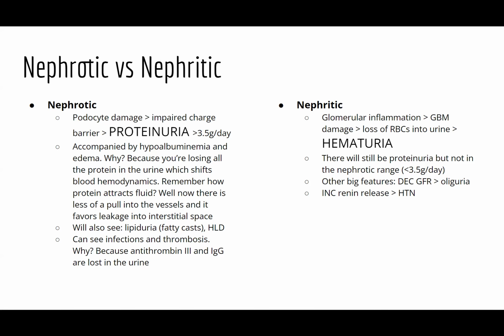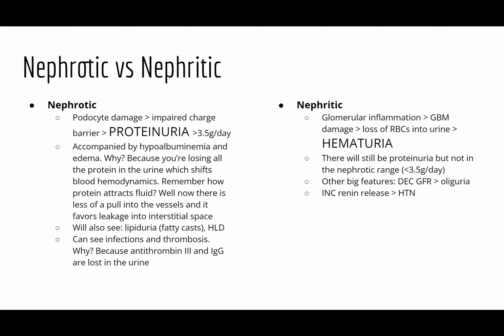You're also going to see lipiduria in the form of fatty casts. So the urine is very likely frothy with fatty casts, and you will see hyperlipidemia. And these patients are also going to see an increased risk of infection and thrombosis. Why? Because not only are you losing protein in your urine, you're also losing antithrombin 3 and IgG in the urine. So antithrombin 3 loss is going to lead you to thrombosis, and IgG loss to infection, of course.